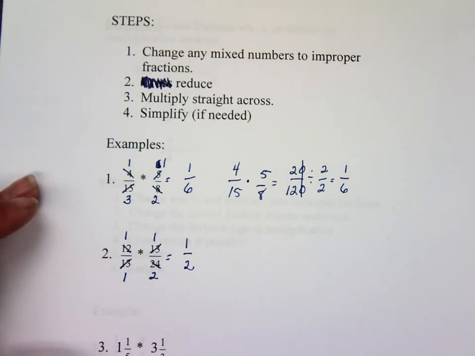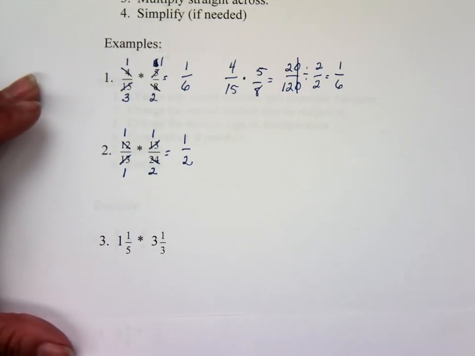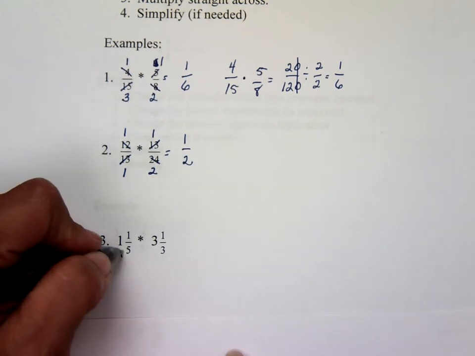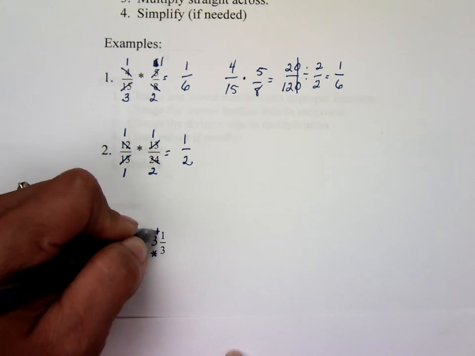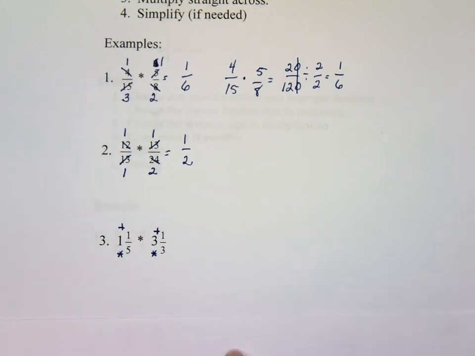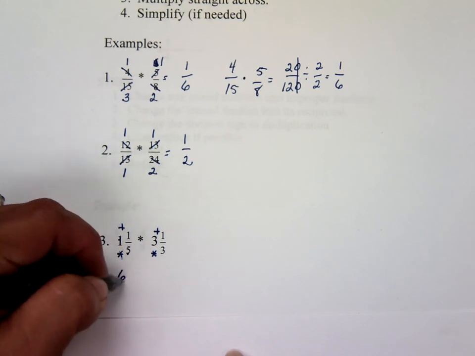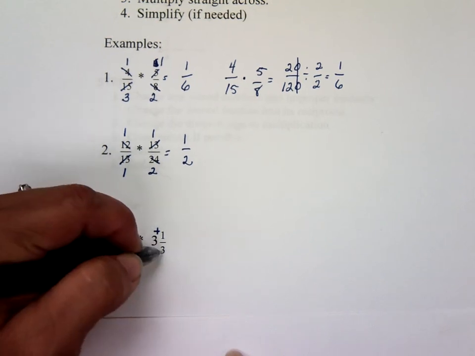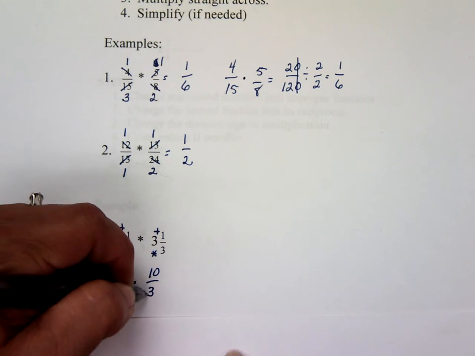Let's try number 3 together. Now you have a mixed number. So step 1 says to change any mixed number to an improper fraction. So you have to do your circle of fun. You have your multiplication and you have your addition. Always show me that you know that you're doing your circle of fun. So 5 times 1 is 5 plus 1 more is 6. That's your numerator. Your denominator stays the same. 3 times 3 is 9 plus 1 more is 10. And your denominator stays the same.